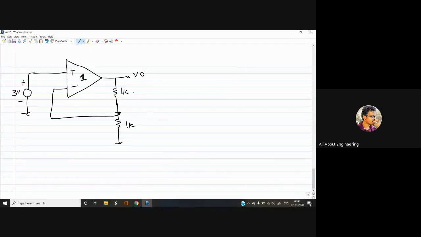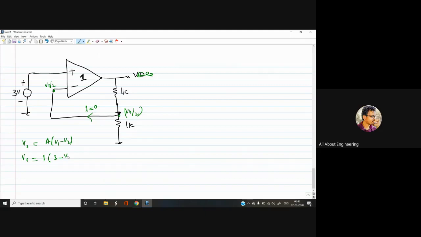Now, usually what you are going to do is, this is V naught by 2, which you all know, because the current entering the op amp terminals is 0. Now, if I right away give you this question and ask you to solve, what will you do? You will write simply like this: V out equals gain times the differential input, V1 minus V2. So V out equals gain, which is 1, times V1, which is 3 volts, minus V2, which is V naught by 2.